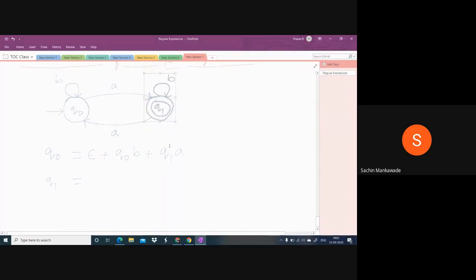Now Q1. For Q1, we write the expression. For Q1, how many edges are reaching to Q1? One is this one, and the other is this one. This is 1 and this is 2. So 2 edges are reaching to Q1. Okay. We write the expression. Of course, this is the edge from Q0 with the label A. So that is the reason Q1 equal to Q0 A plus one more edge from Q1 with the label B. This edge is reaching to Q1 from Q1 with the label B. So Q1 equal to Q0 A plus Q1 B, or Q1 B plus Q0 A.